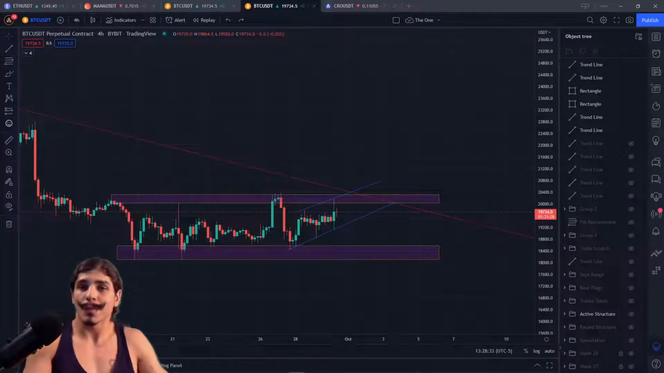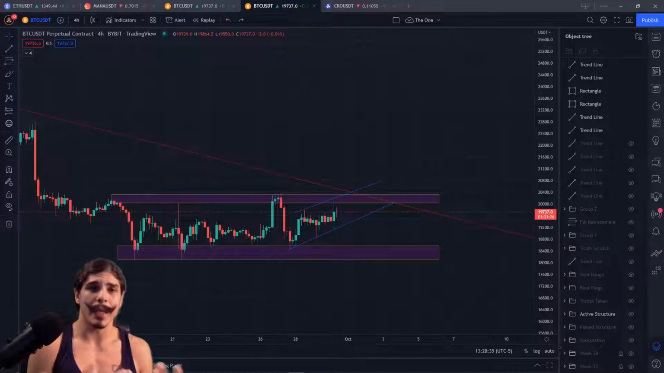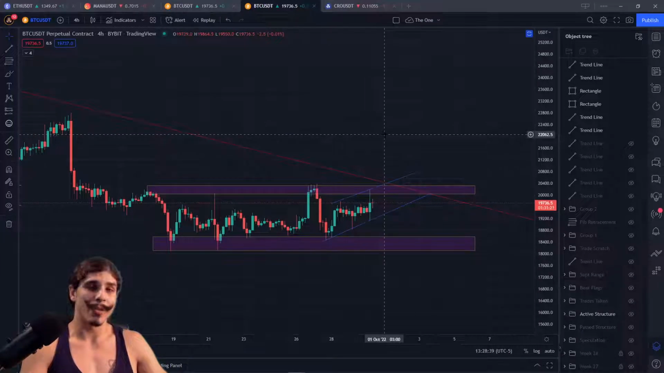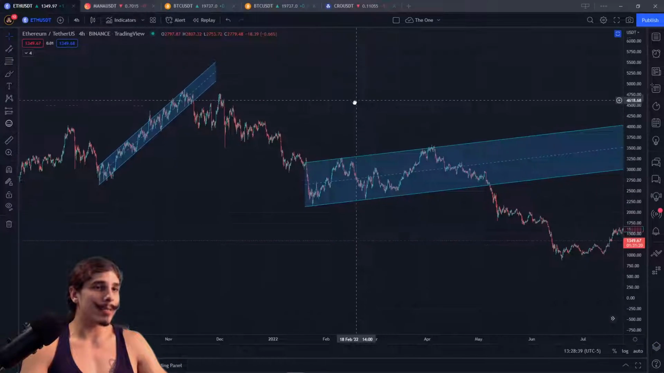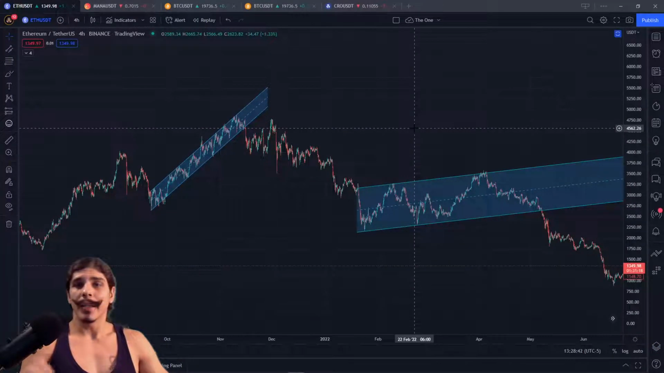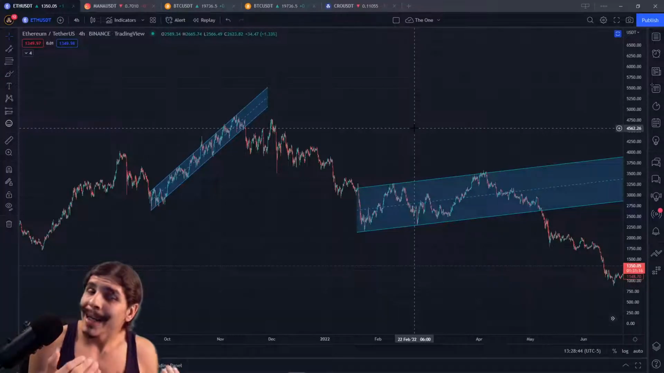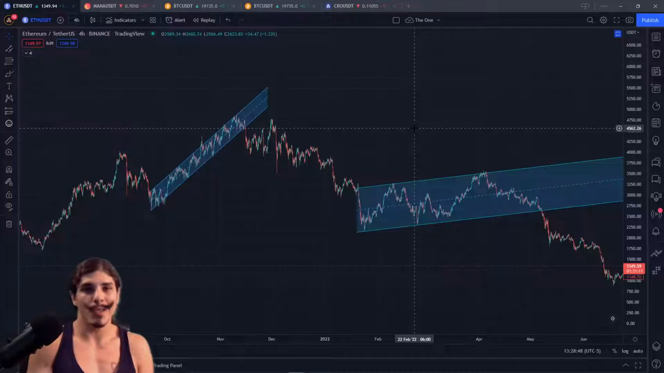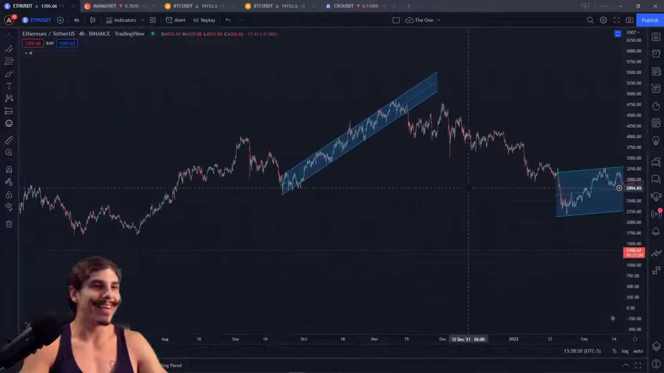All right, so something about a parallel channel gives you more validity when you are trading. So I've highlighted a couple examples in Ethereum. It's really, really hard to find a parallel channel in nature. But when you do find one, boy, can you trade that. And let me show you how.